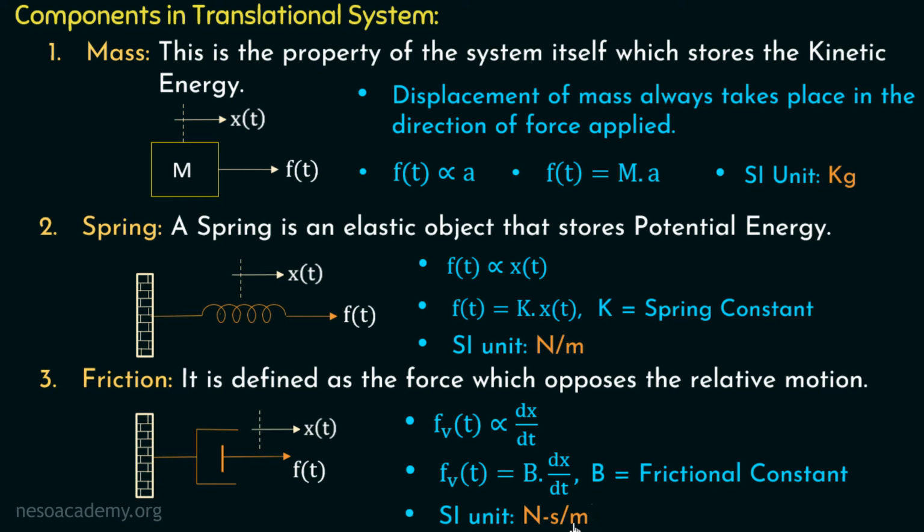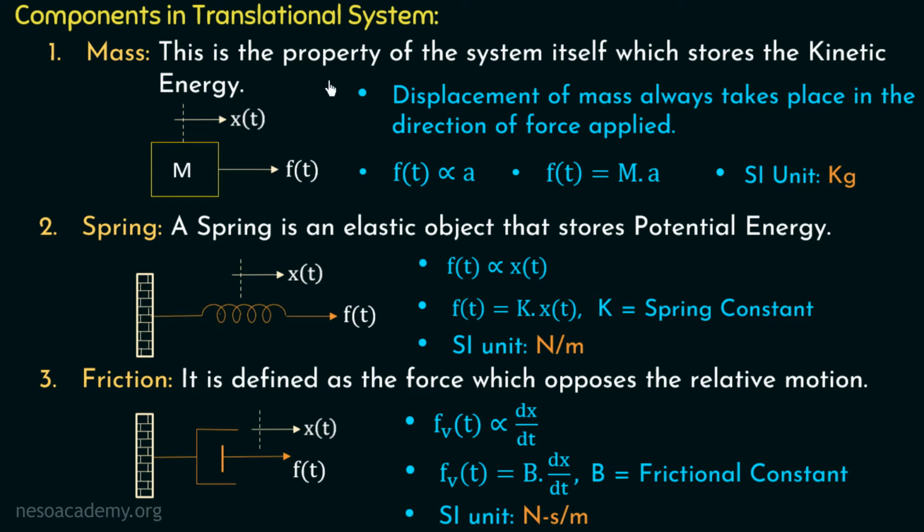We can also verify this unit of frictional constant by using the same expression. We know that Fv of t is the opposing force due to viscous friction and the unit of force is Newton. Moreover, dx over dt is the velocity of system and hence the unit of this will be meter per second. So if we transpose dx over dt to the right hand side in order to calculate the units of frictional constant, we will have the SI units as Newton second per meter. I hope you got this.